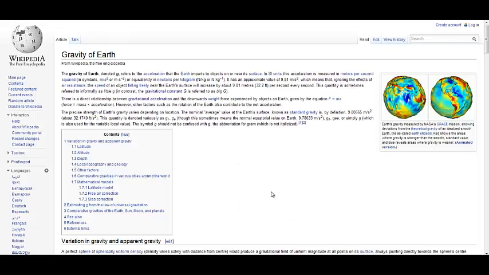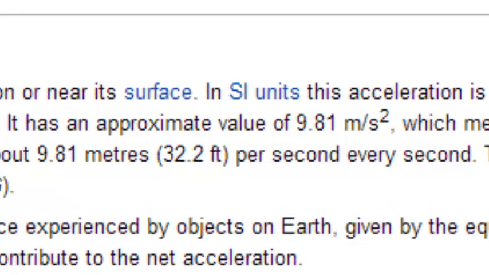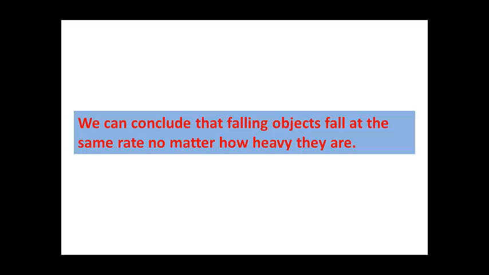According to Wikipedia, g has an approximate value of 9.81 meters per second squared. So our experimental value was pretty close. So I can say that the acceleration of free-falling objects is equal to the gravitational acceleration. This proves that no matter how heavy objects are, they will land at the same time.